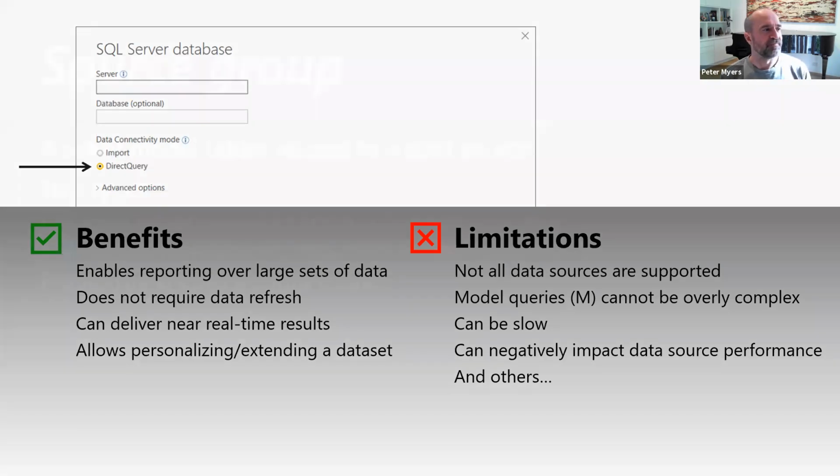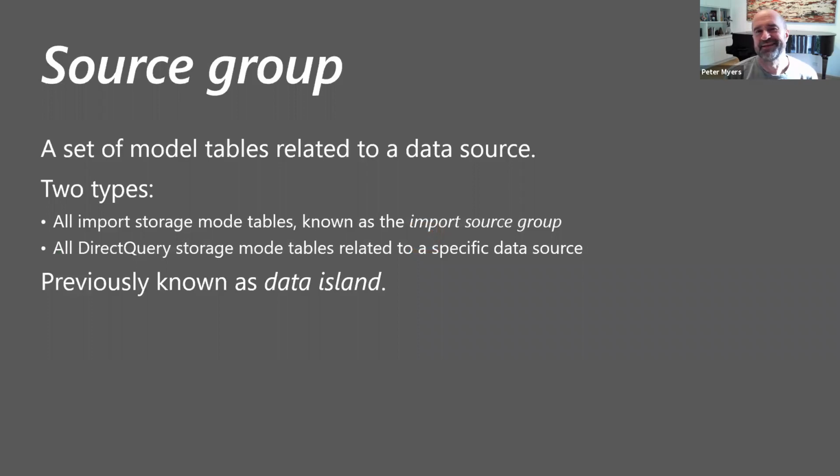All right, so we move to the next term, because things can get more interesting. You need to understand that there is this concept of a source group. A source group is a set of model tables that are related to a data source. There's a special source group known as the import source group: all data that is imported, in addition to calculated tables, is stored inside the import source group. And should you connect to a direct query source, then every direct query source is its own source group.